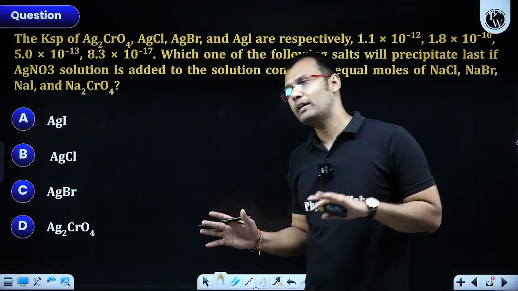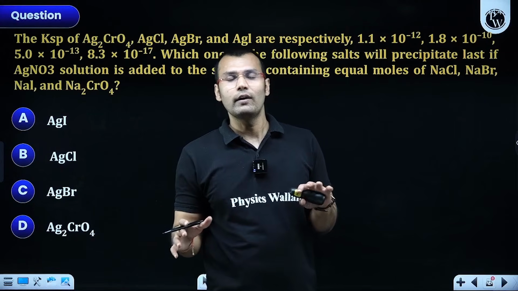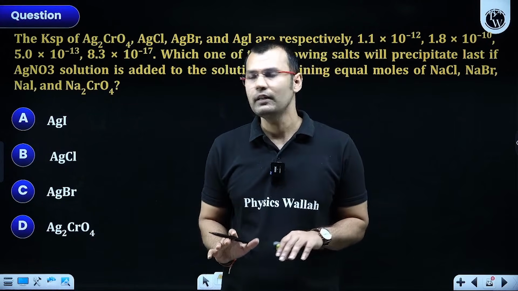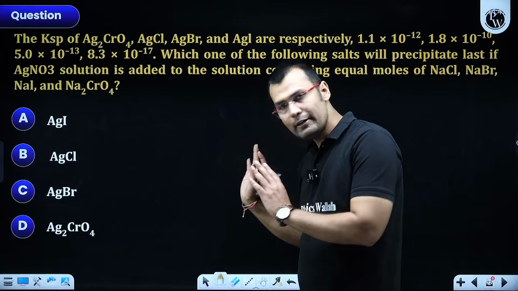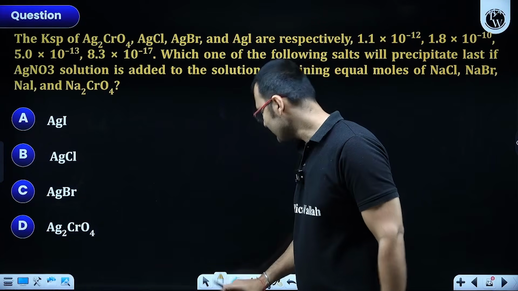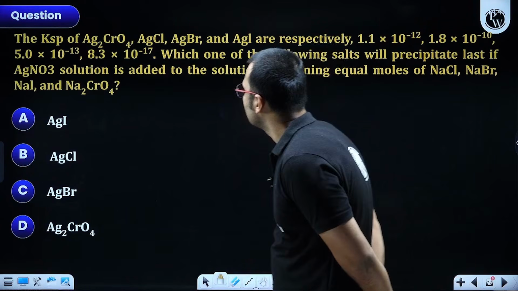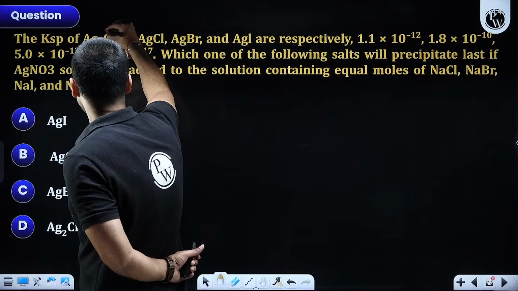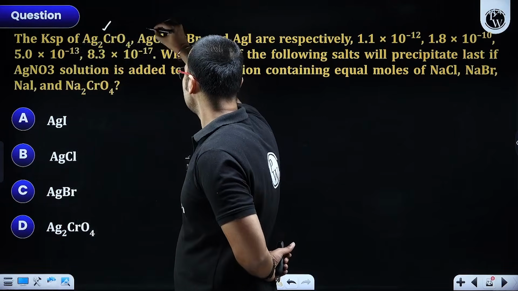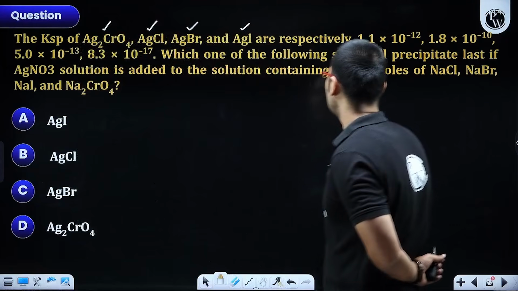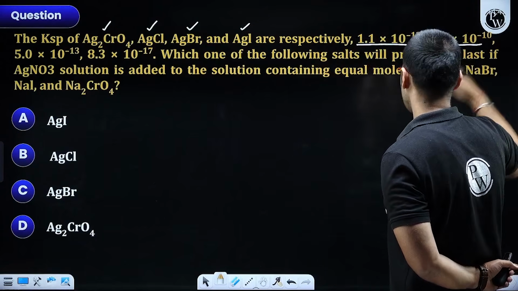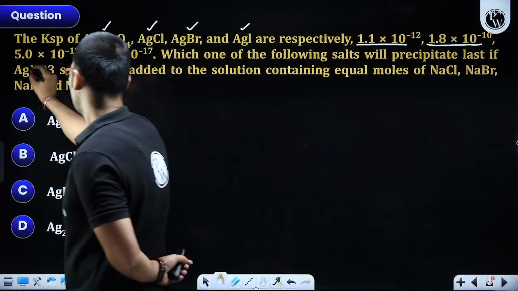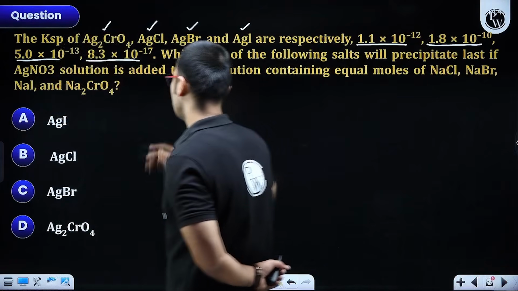Now, the next question we have from the solubility product is a little bit different. This time you don't have to do only the calculation of solubility from Ksp, but here we have to deal in terms of precipitation. So first you read the question carefully, all of you. Question says that Ksp of Ag2CrO4, AgCl, AgBr, AgI are respectively 1.1 into 10 power minus 12, 1.8 into 10 power minus 10, 5 into 10 power minus 13, 8.3 into 10 power minus 17, right?